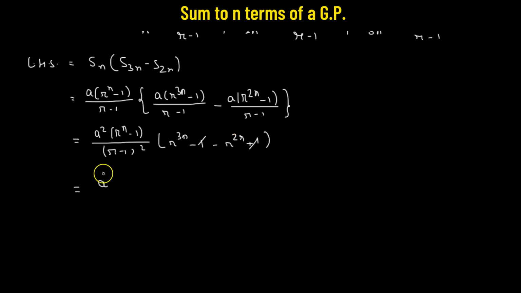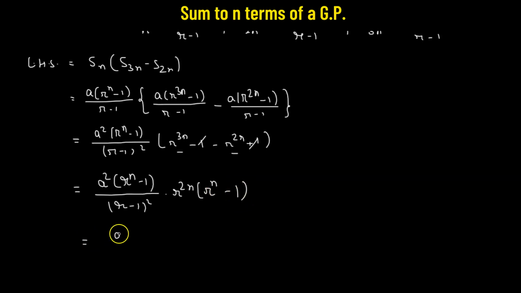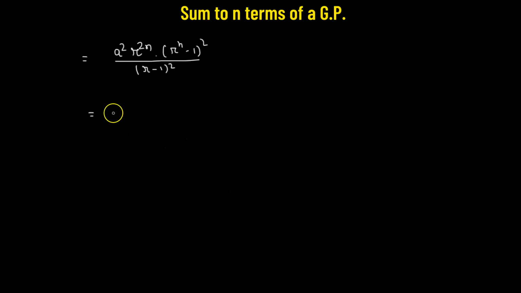So that means we are now going to take R raised to the power of 2n as the common factor from the two terms within the parentheses. So this is going to leave us with R raised to the power of n minus 1, which will be equal to A squared multiplied by R raised to the power of 2n times (R raised to the power of n minus 1) whole squared divided by (R minus 1) whole squared. So this can also be represented as A multiplied by R raised to the power of n multiplied by (R raised to the power of n minus 1) whole divided by (R minus 1) whole squared.